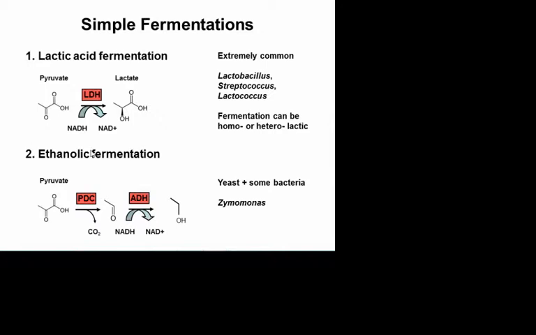Right, so we'll start off with the simplest ones. Pyruvate, that's this here, can be reduced to lactate. So you have this keto group here reduced to an alcohol group. Lactate dehydrogenase. Very simple reaction. One step. Lactobacillus, Streptococcus, Lactococcus, used for making cheese and yogurt. Lactococcus lactis, Streptococcus thermophilus, Lactobacillus bulgaricus. These are species used in making food.